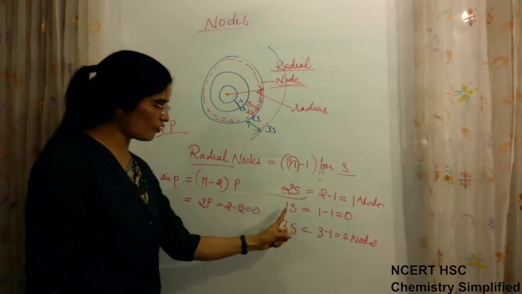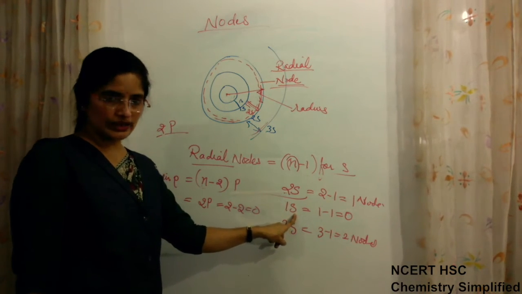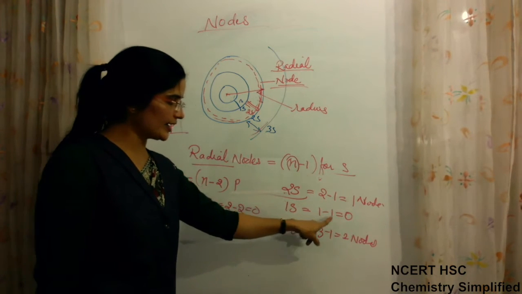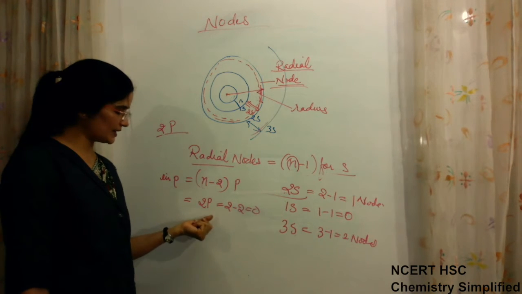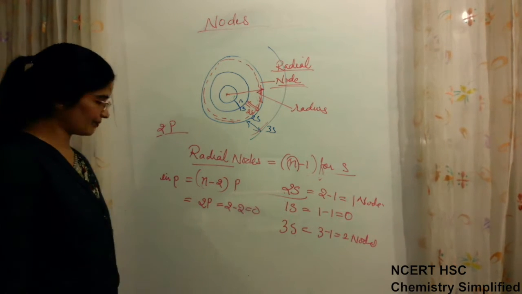So the first p subshell starts from second shell, and always the first subshell will not have a node. As we saw, 1s is the first s subshell. It has no node. Similarly, 2p is the first p subshell present. So it has no node.